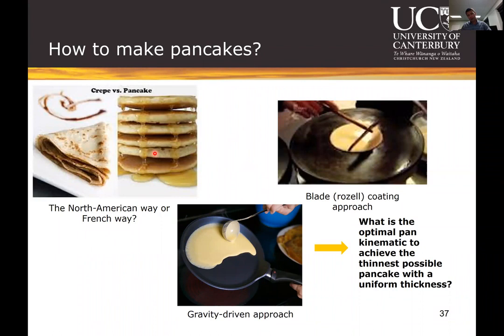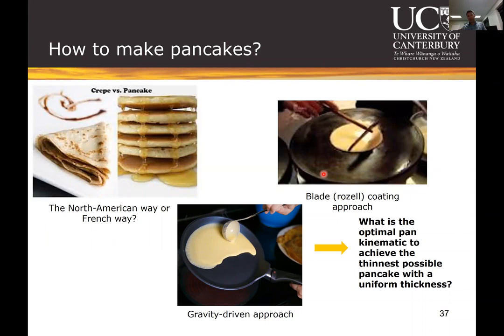Historically, where we started, and when I talk about pancake, really, I mean French crepes, because here on the left-hand side you see the continental distinction, the American pancake, which are big, fat, and not really hard to do, because all you need to do is put them on the plate and let them cook. If you want to make a very thin crepe, the traditional way, as you would have them in France, you need to coat your pan with a uniform layer of butter. And there's typically two ways to do it.